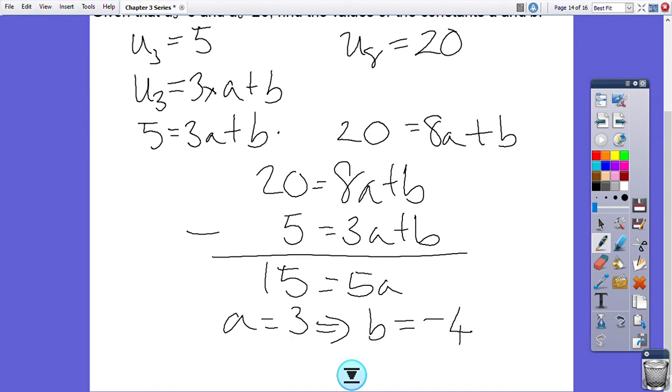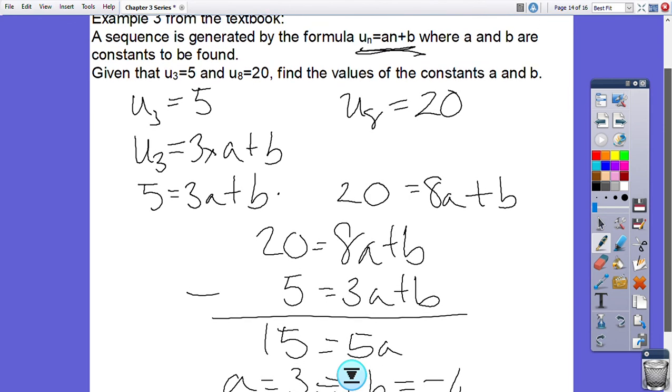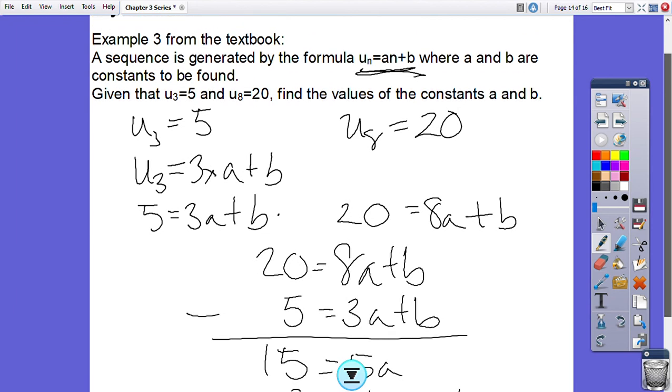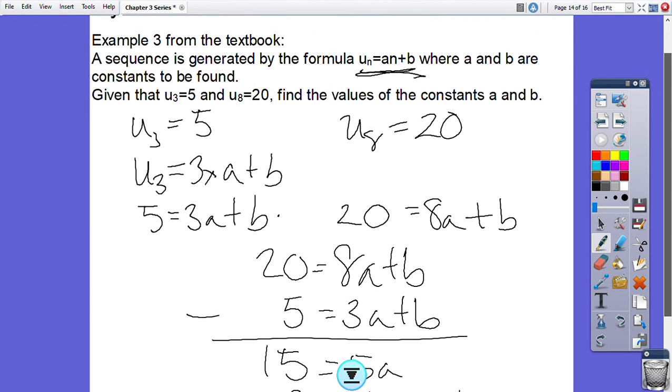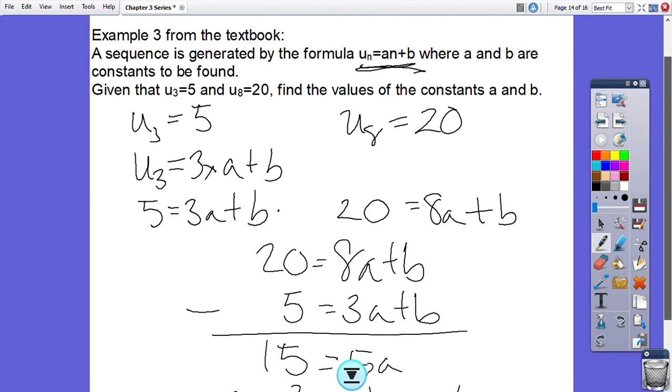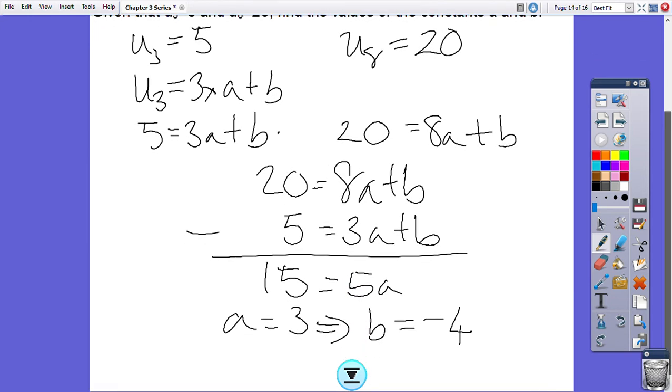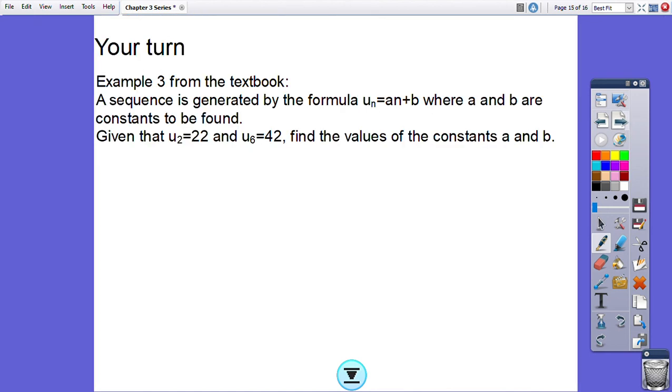Okay, could you pause the video in a second, get this copied down? You might need to have a look at this bit, pause, and then pause here to make sure that you've got it all down. And then once you've got it all down, can you have a go at the next example? Okay, can you have a go at this example now, please?